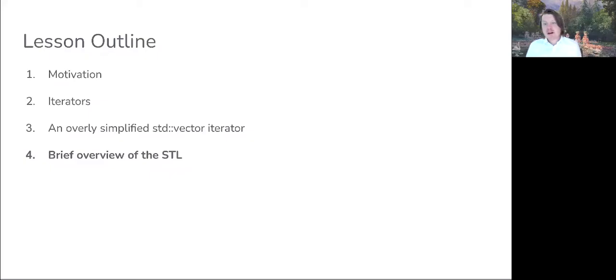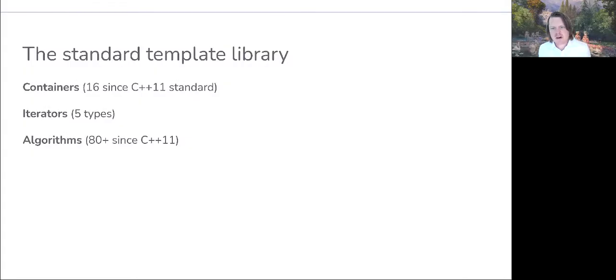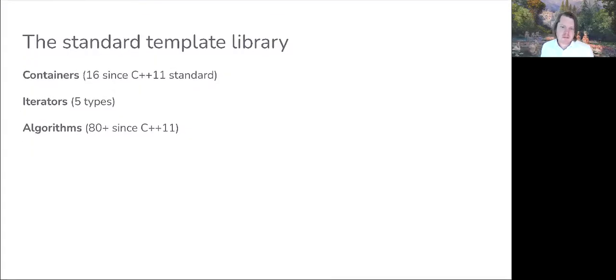Howdy and welcome back. So a brief overview of the STL, and you'll see why I'm choosing to do this at this point momentarily. But here are some fun facts about the standard template library. There were 16 containers implemented within it since the C++11 standard. So at the time of the C++11 standard, there were 16 available containers. There were 5 iterator types, and there were 80 plus algorithms that you could apply to those containers.